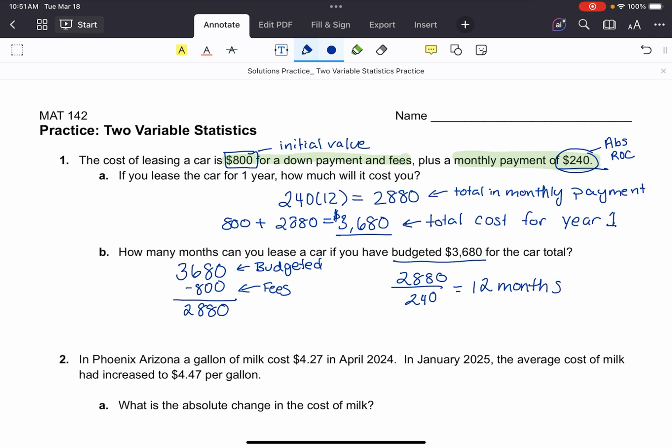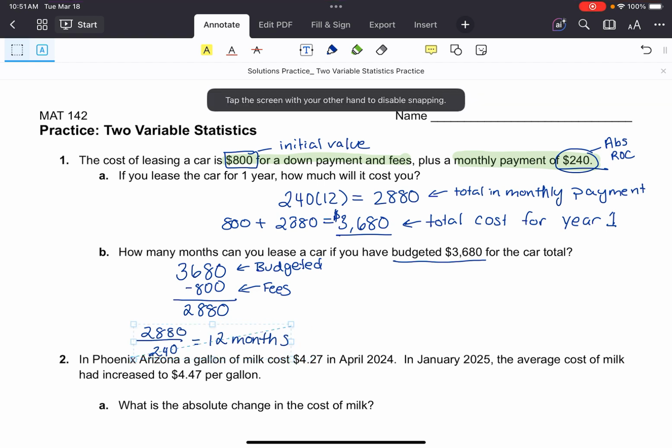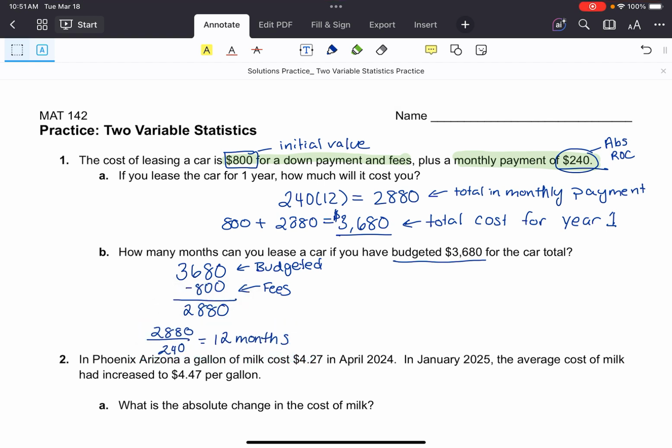Another way would be to set up an equation. Remember, we sort of talked about some of us are more equation inclined, some of us are less, and depending on our comfort level is what strategy we want to use when tackling this problem. So let's say we are more equation inclined. We can set up our equation because we have that initial value of 800 plus 240 per month, and we have budgeted $3,680.